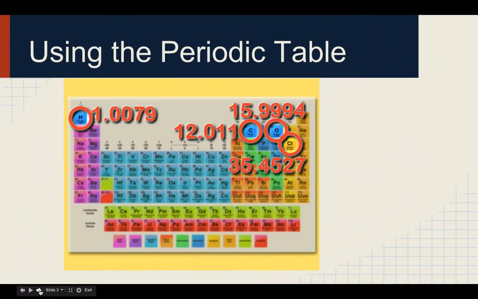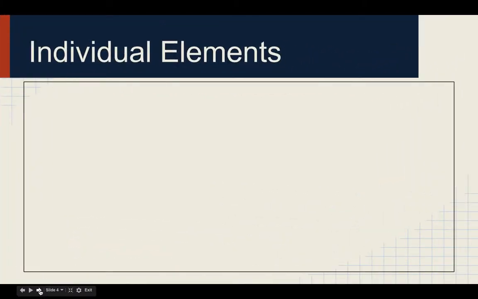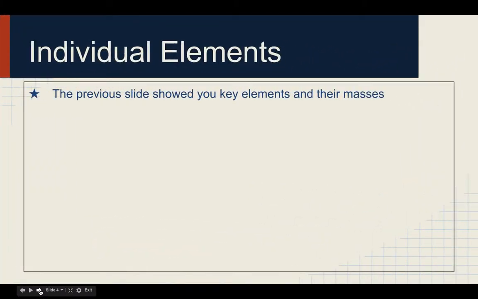So look at this periodic table here. It gives you 4 different elements, and as you can see, I've also kind of highlighted the numbers. That's the molar mass per mole for each individual element. So what does that mean? Well, each individual element is going to have a mass. And with that, we can look at some of the ones that we saw.